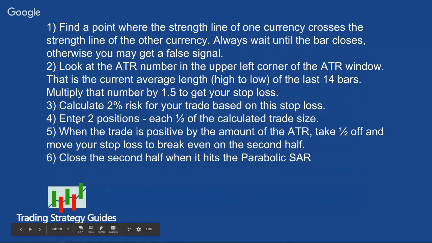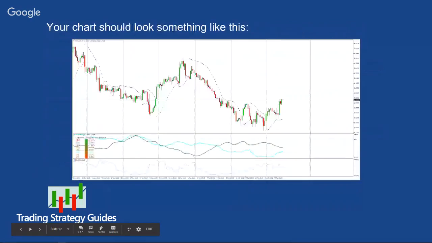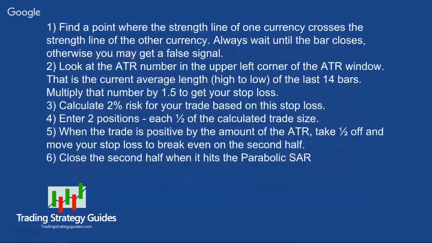Then you're going to enter 2 positions. In this case, the case that we're looking at right here, you're going to enter 2 positions short, each of them half of the total size. And the reason you're going to do that is because you're going to close half of this trade when your trade is positive by the amount of the ATR. So in this case, the ATR was 22. You will take off half of your trade when you hit plus 22, and then you'll set the rest of the trade at break even.